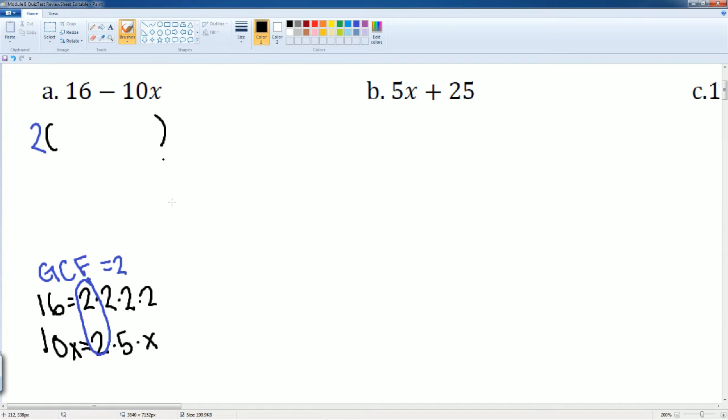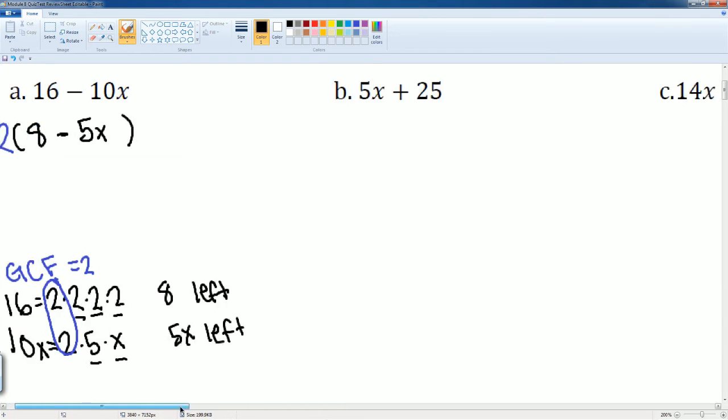Now what's in the parentheses is what's left over. So let's look at that. 2 times 2 times 2, which is 8. So 8 is left. And then on the bottom, it's 5x. 5x is left. All right. So we can say an 8 was left from the 16 minus 10x. What is left from the 10x? The 5x. And there you go. This is how you factor using the greatest common factor.